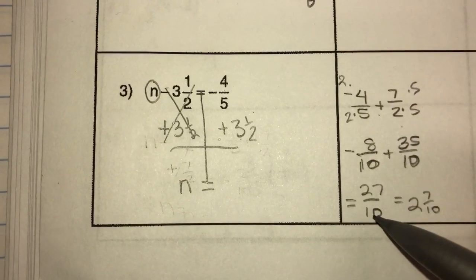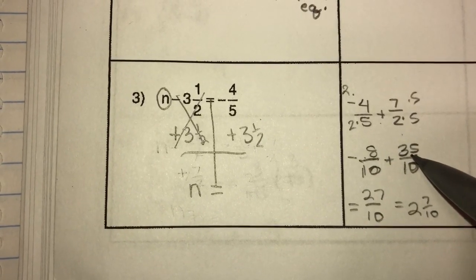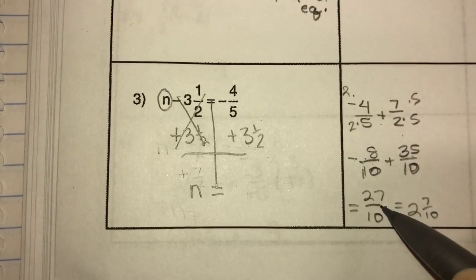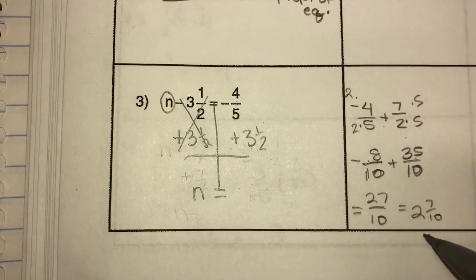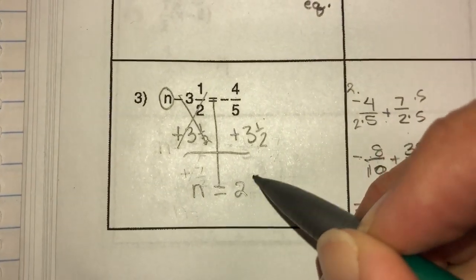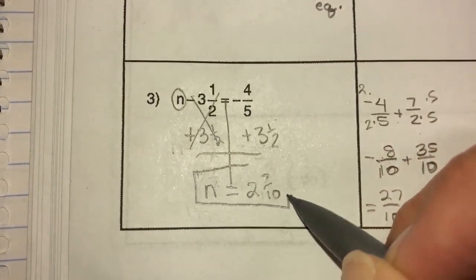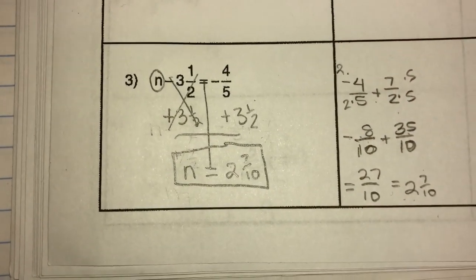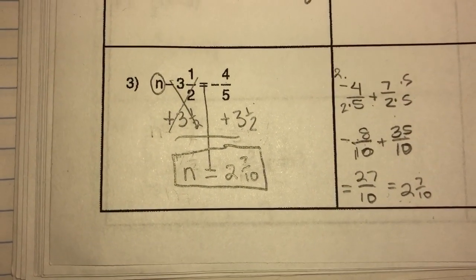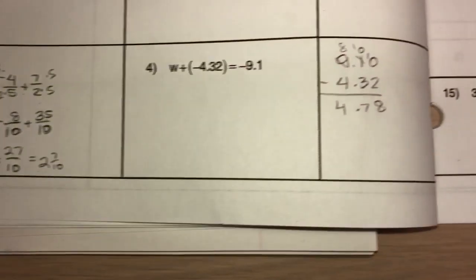Now that they have common denominators, I can go ahead and look at the tops. Negative 8 plus 35 is the same thing as saying 35 minus 8, which gets us 27. So 27/10 is equivalent to 2 7/10. So I know n is equal to 2 7/10. And I will put a box around my answer so that I'm sure to see it. Again, remember, this is a video, so you are welcome to pause and go back anytime you need to see something again. On to the decimal one.